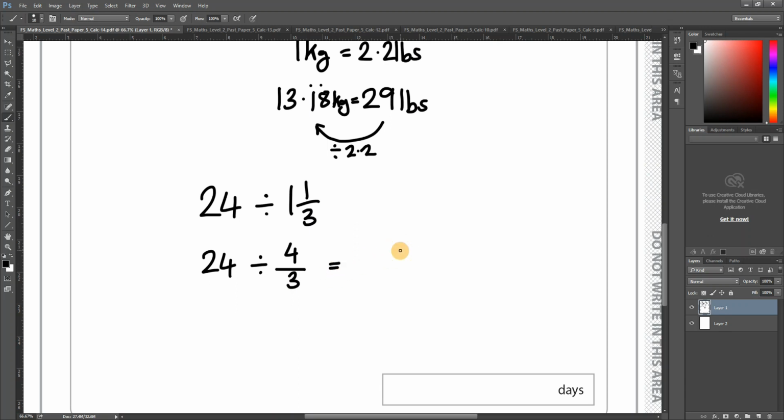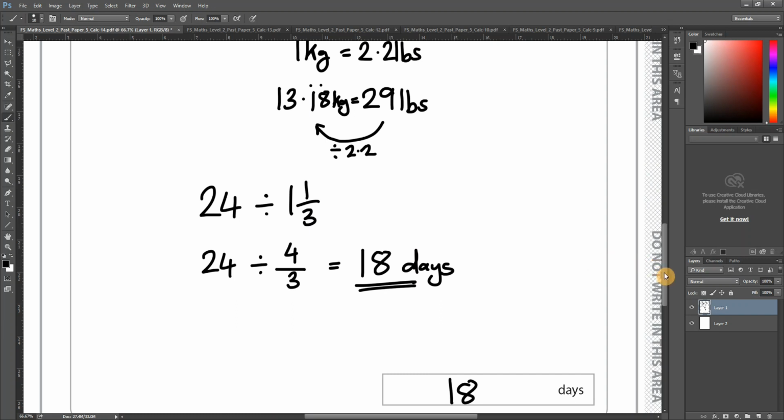So let's do 24 divided by, as a fraction, 4 over 3. On your calculator, it should give you the answer of exactly 18, and that's going to be 18 days. Bit of a tricky question, that one, but hopefully that made sense.